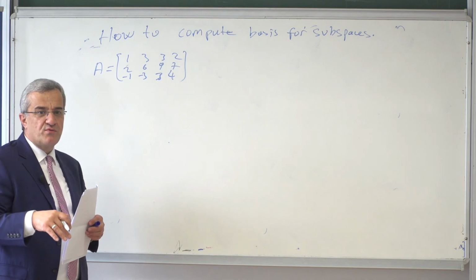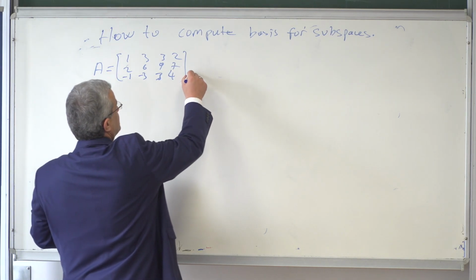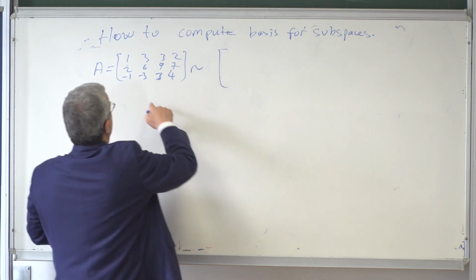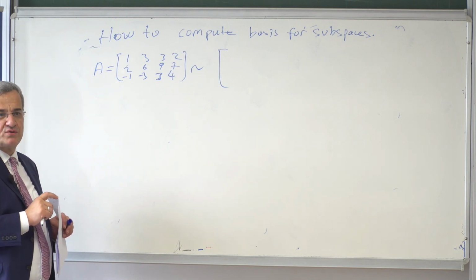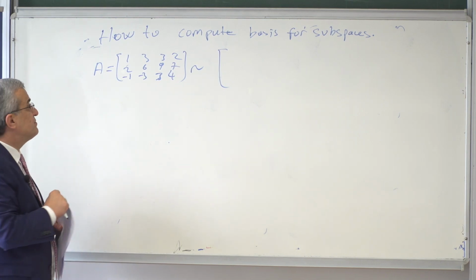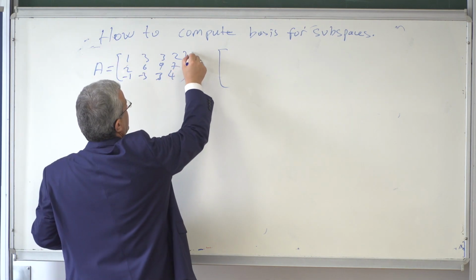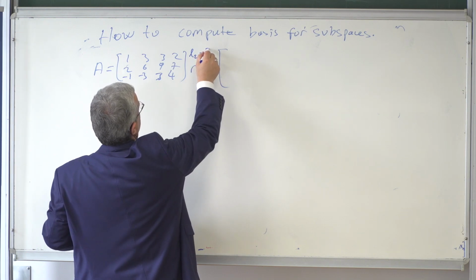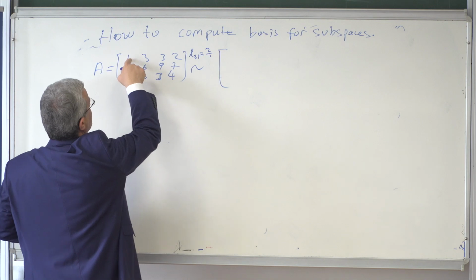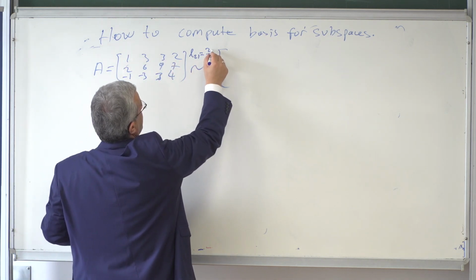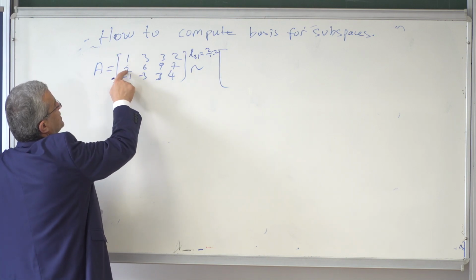So we perform the good old Gaussian elimination. How do I kill this? What is the multiplier? 2, right? So L21 is equal to 2 over 1. So multiply the first row by 2 and subtract this from the second row.